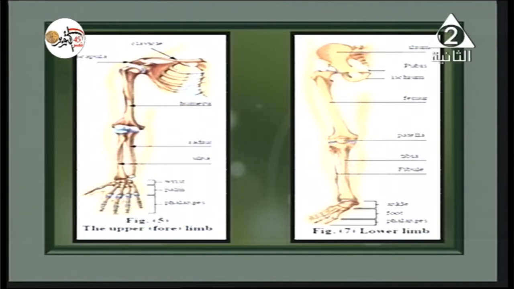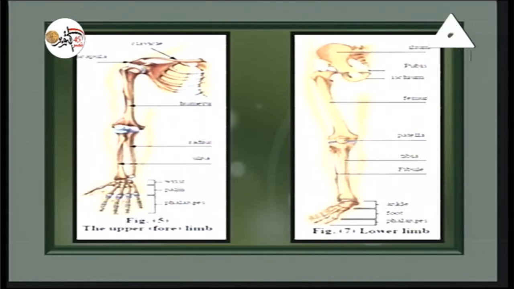The upper limb consists of five parts. I'm going to give you more information about it. Number one, the upper arm, lower arm, wrist, palm, and finally digits. The upper arm is supported by just one bone, which is called the humerus.